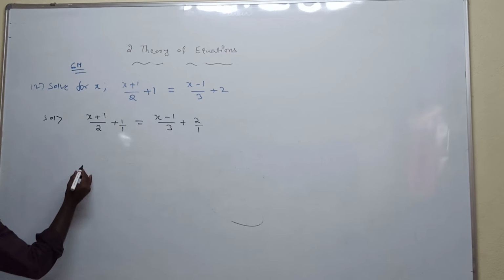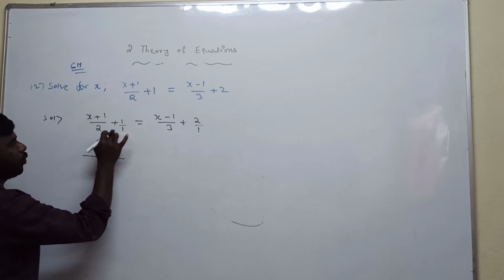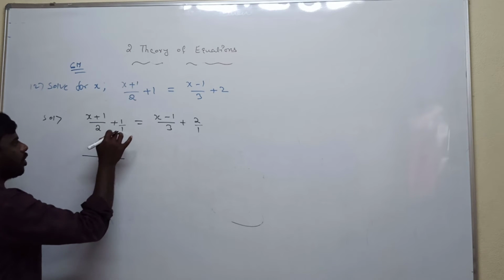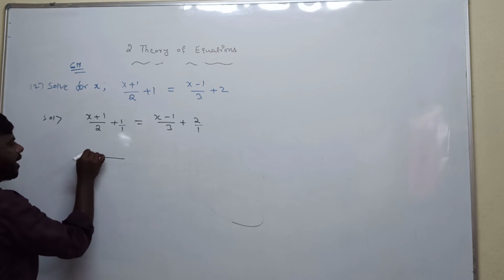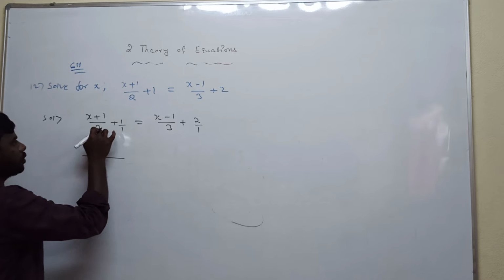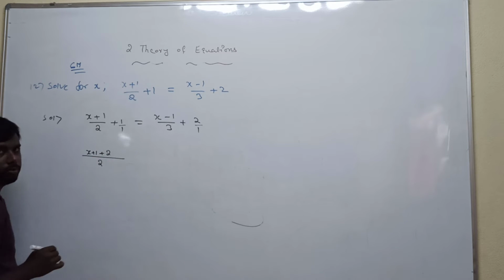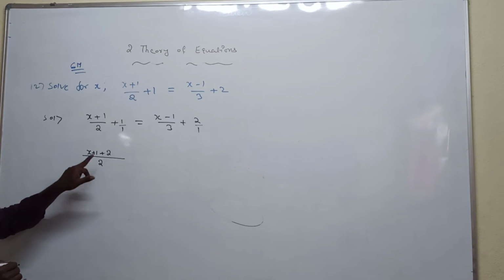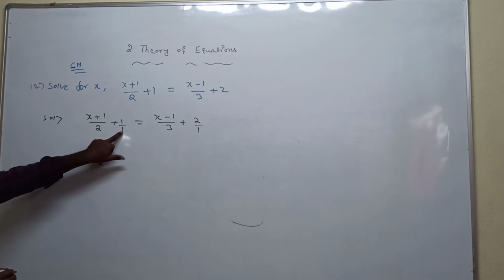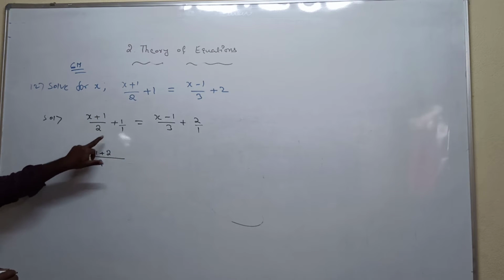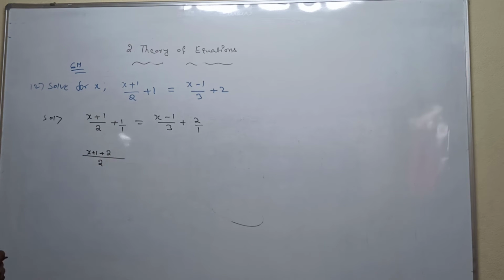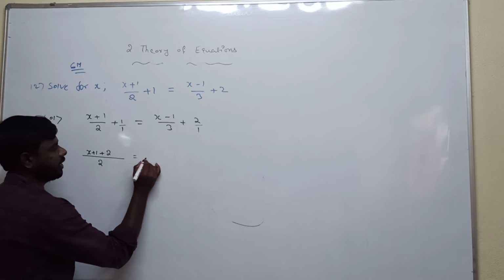Now on the left side, what is the LCM? 2 into 1 is 2. Cross product: 1 into x plus 1 is x plus 1, plus 2 into 1 is 2. The denominator LCM is 2, and in the numerator, by cross product, 1 into x plus 1 is x plus 1, plus 2 into 1 is 2. Everyone understood?